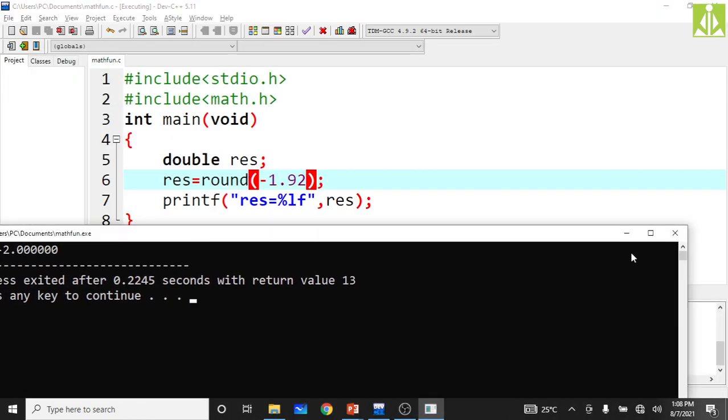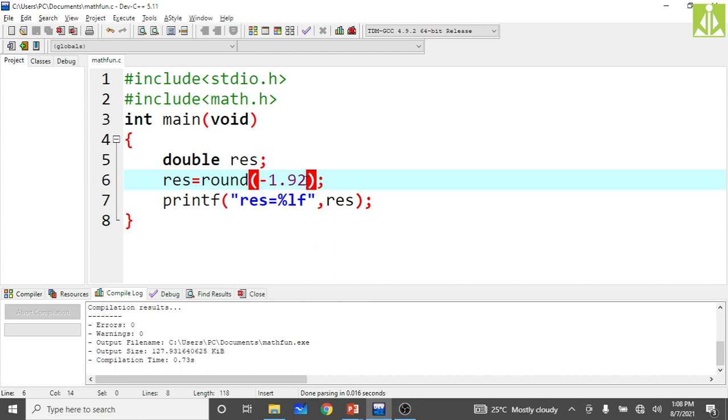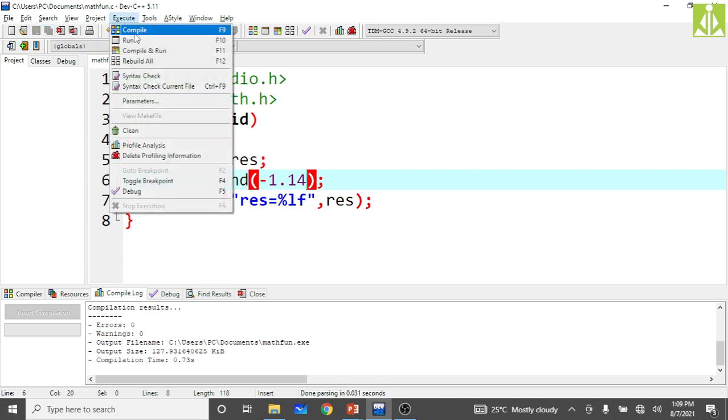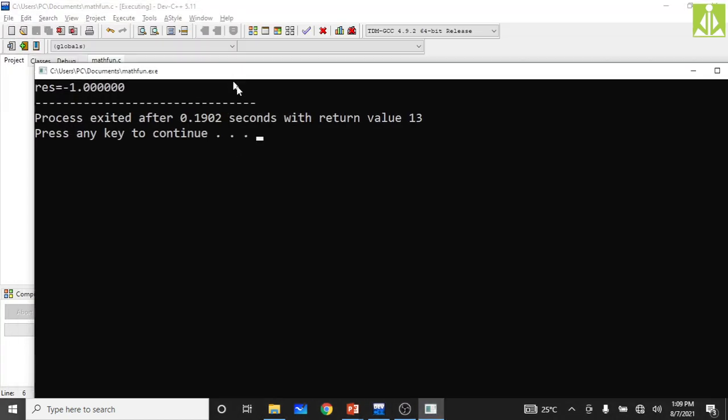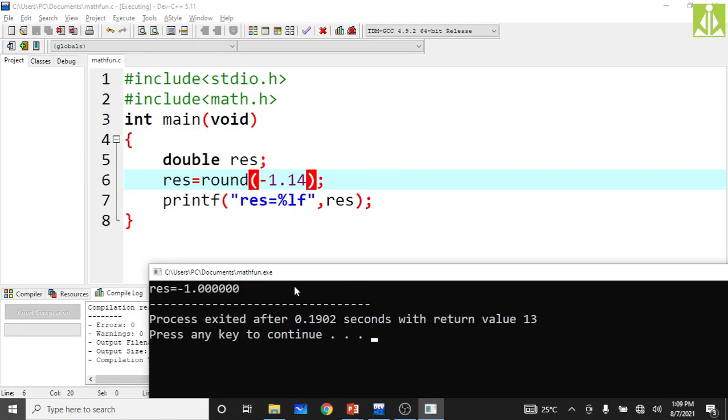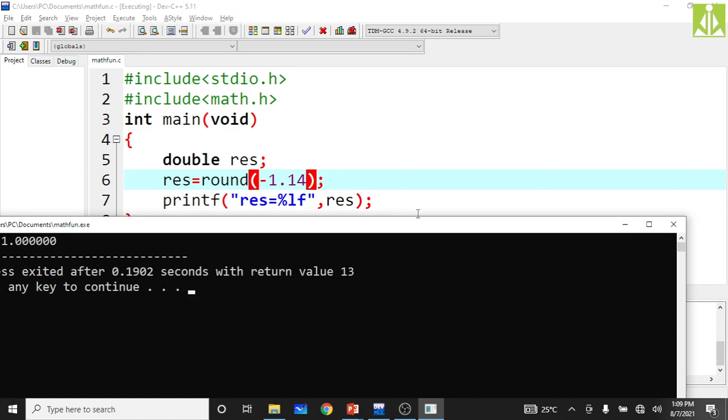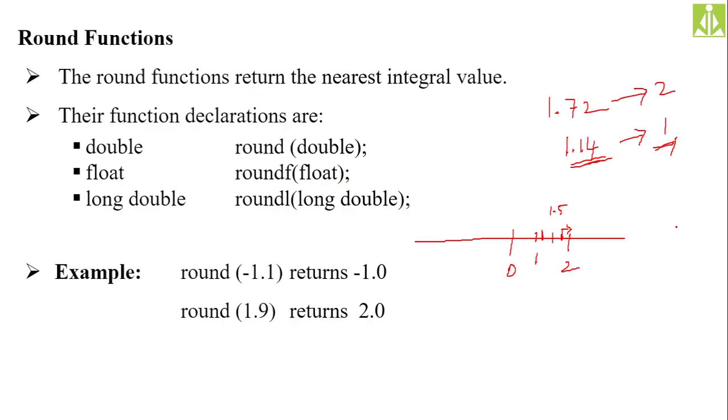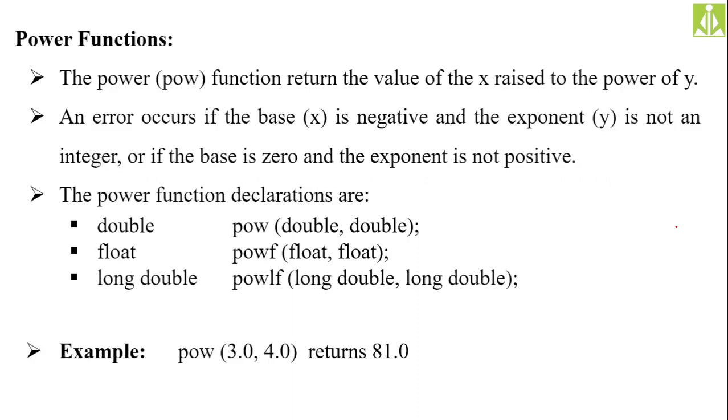Okay, so change the value. You take minus 1.14. Now which one is near? Minus 1 is near, and minus 2 is far away. So the nearest possible integral is minus 1. As you can see, minus 1 we got. For minus 1.14, we got the nearest possible integral value as minus 1. Hopefully you understood.